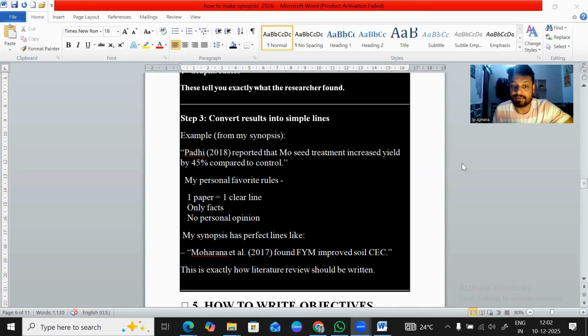Morana et al. 2017 found FYM improved soil OC. This is exactly how a literature review should look or be written.